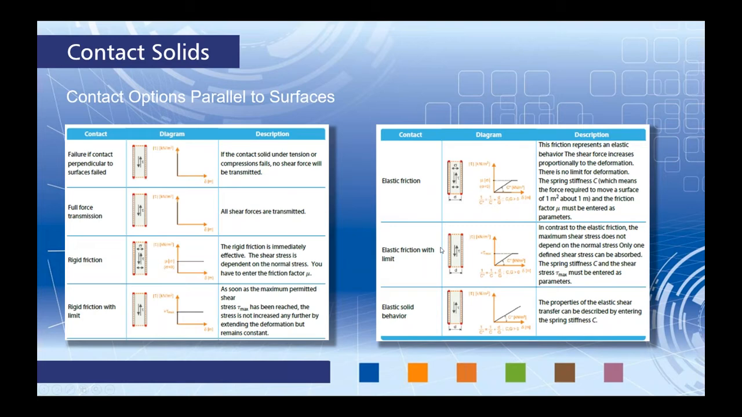Elastic friction with a limit. Same concept again, we still have that partial fixity defined with the spring stiffness constant C, but we will instead define tau max here instead of a friction coefficient factor. So once we reach that tau max, we will see no more increase within those shear stresses. And finally, elastic solid behavior. So nothing to do with friction or tau max, just purely a spring stiffness coefficient C. And with this, it's just pure partial fixity between those two surface elements.